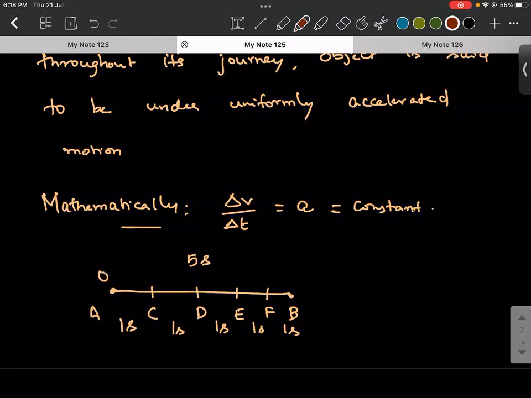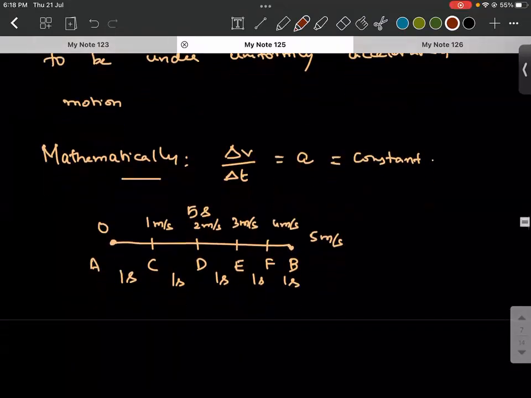Let's say the object has started with zero initial velocity and has reached the point C with a velocity of 1 meter per second. Now, when the object has moved from C to D, let's say from 1 meter per second, the object has reached the point D with a speed of 2 meters per second. And from D to E, it has reached 3 meters per second. Then it has reached 4 meters per second. Then at the end, it has 5 meters per second.